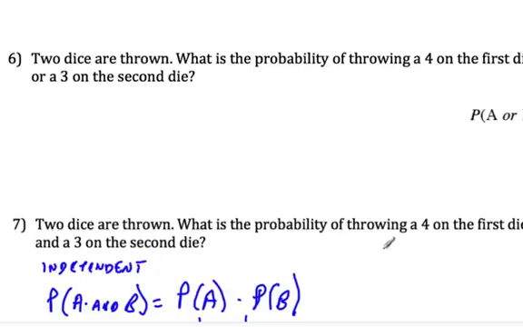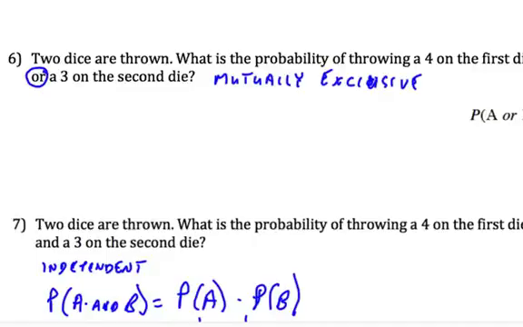Now, going back up to this number 6, it says, what is the probability of throwing a 4 on the first die or a 3 on the second die? And again, I got to emphasize when we have "or", automatically you got to ask yourself, is this mutually exclusive or non-mutually exclusive? Now, the question is, can you roll a 4 on the first die and a 3 on the second die? And the answer is yes. We just saw that down in number 7.